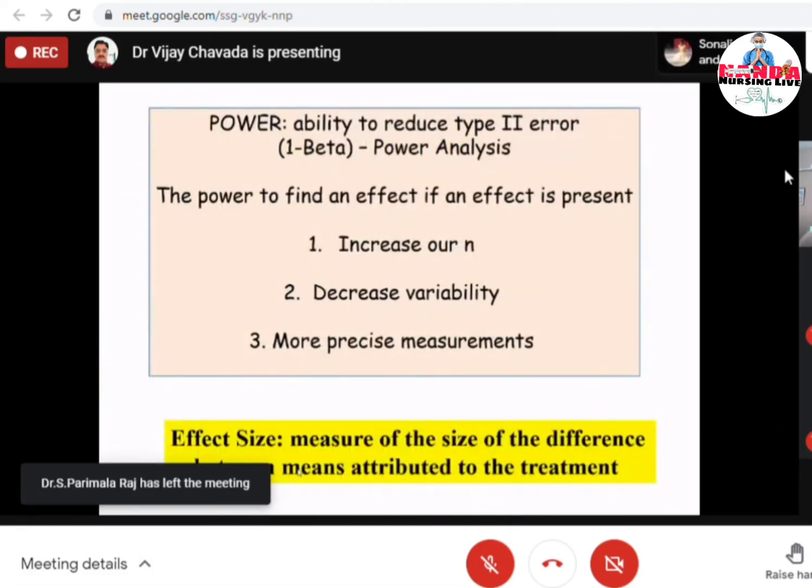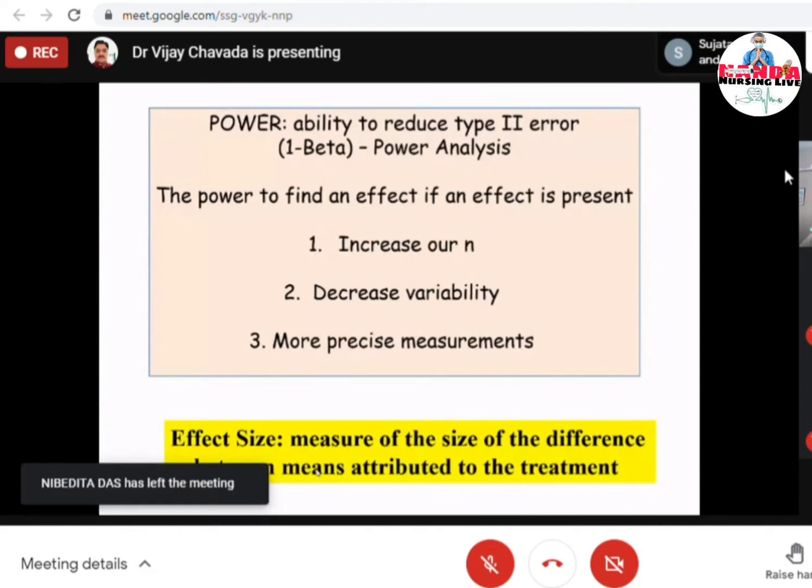But ability to reduce the type 2 error means the power to find an effect if an effect is present. So how to study? We can increase the size and thereby we can increase the power. We can decrease the variability, means by decreasing variations among the variables, we can increase the power of the study and take more precise measurements, increase the power of the study.